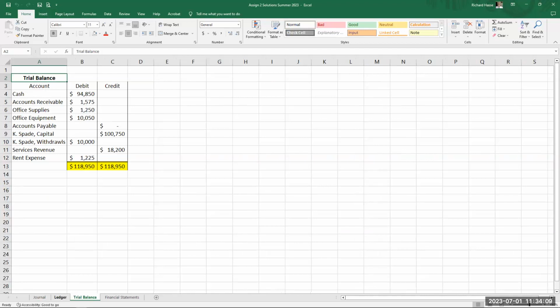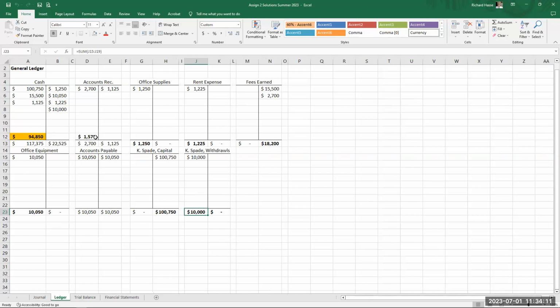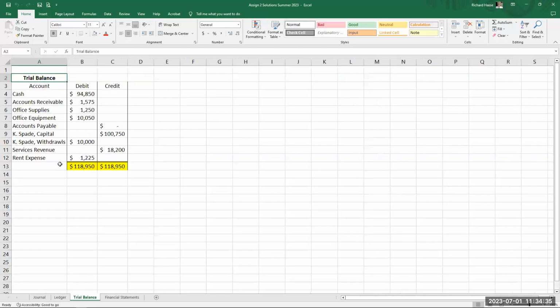Notice the account balances are either a debit or a credit. You don't have a debit and a credit balance. The debit or credit balance is the sum of whatever side of the account is larger. Notice accounts receivable has a debit posted of 2,700 and a credit posted of 1,125. The account balance is the difference on the debit side, 1,575. So just remember that. So the trial balance should have one balance for each account.